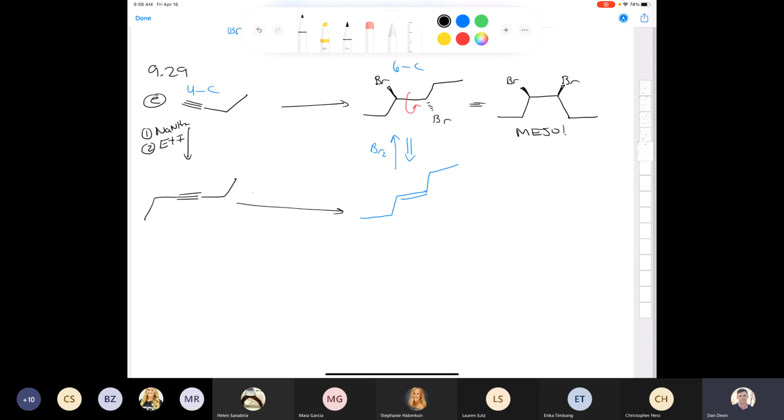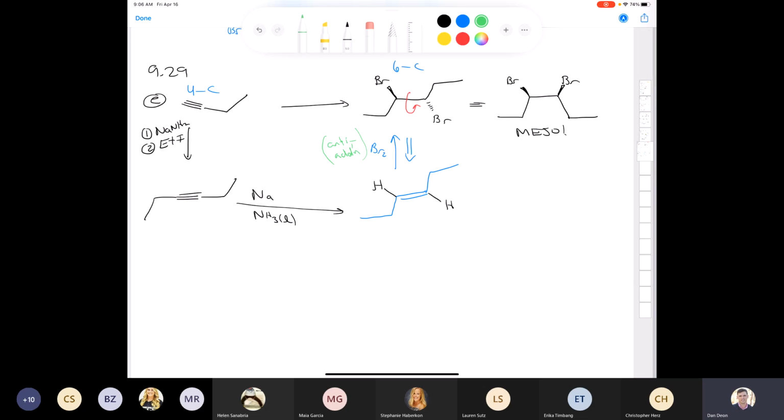We have to use sodium metal reduction. So we use sodium in liquid ammonia. We end up with the trans alkene. And then we do the anti-addition of bromine. Remember, bromination is anti-addition across the double bond, and we end up with one bromine up and one bromine down, and that is our product, which happens to be a meso compound.